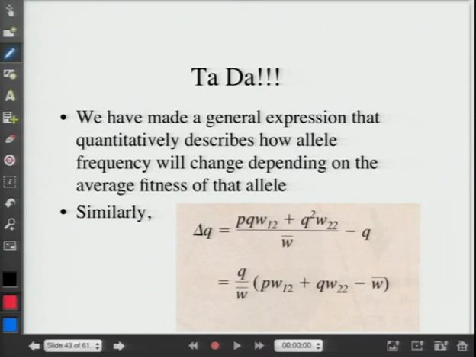If there's 2 alleles, if delta P is plus 0.2, and there's only 2 alleles, what's delta Q?